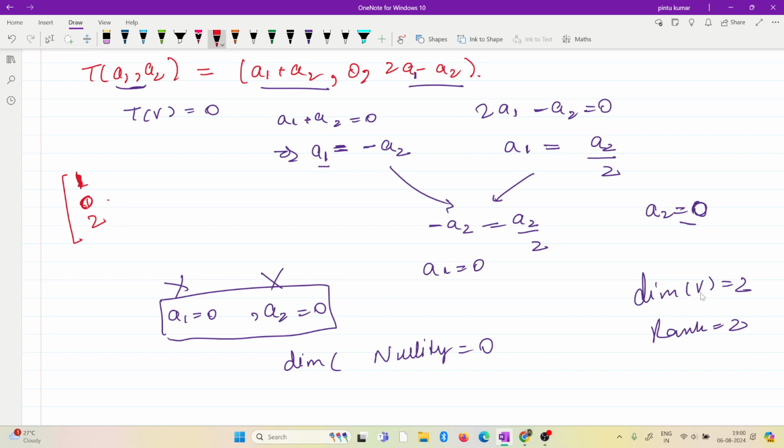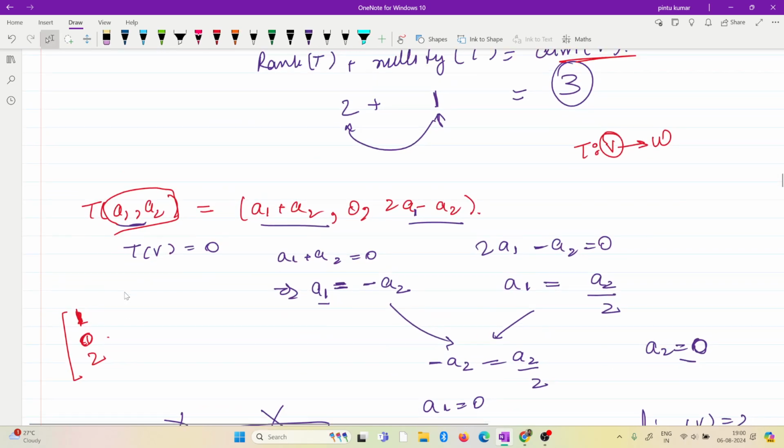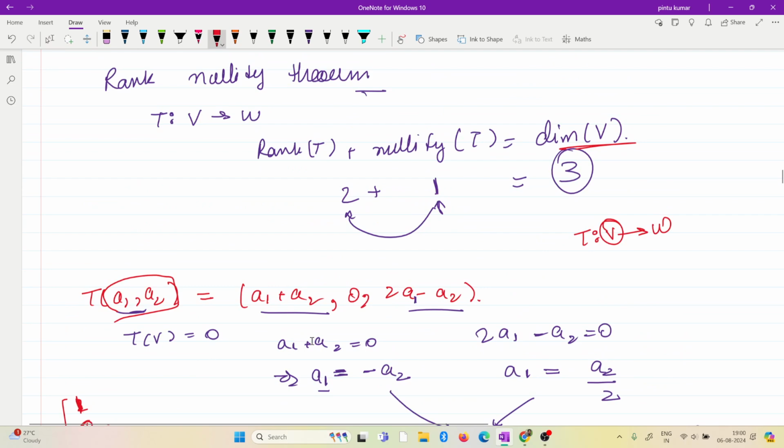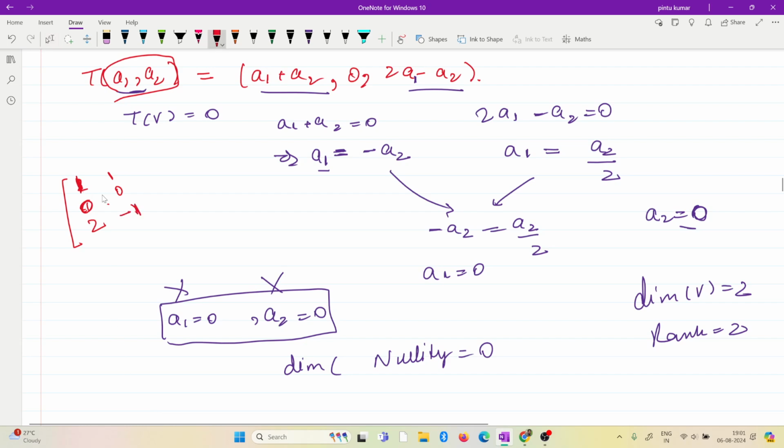No, no. See, the rank nullity theorem says rank plus nullity is equal to the dimension of V. V is the space from where you are mapping, which is 2. And the other element that you obtain is 1 0 minus 1. You can see that these two are linearly independent. You can't obtain one from the other by scalar multiplication.